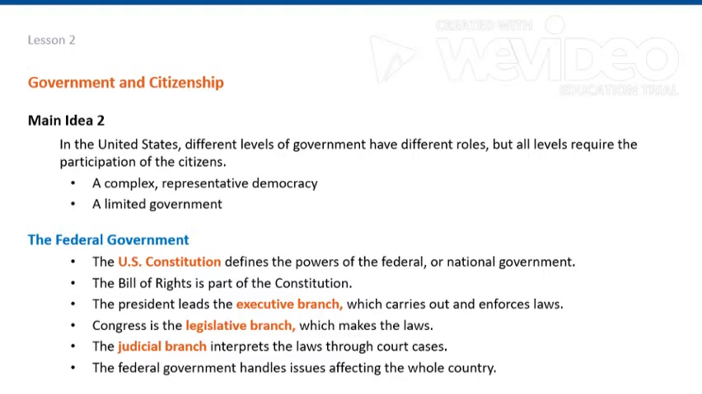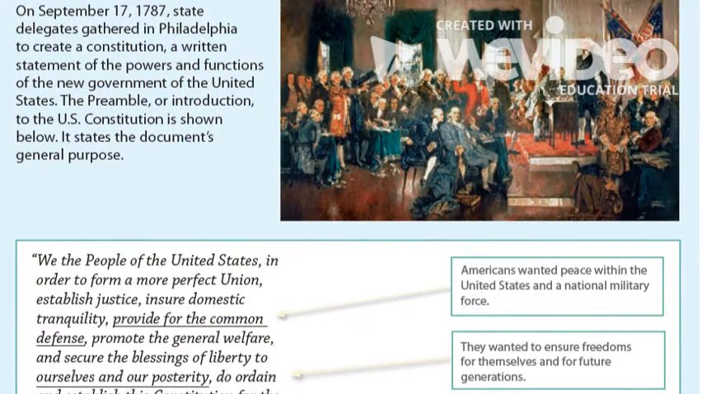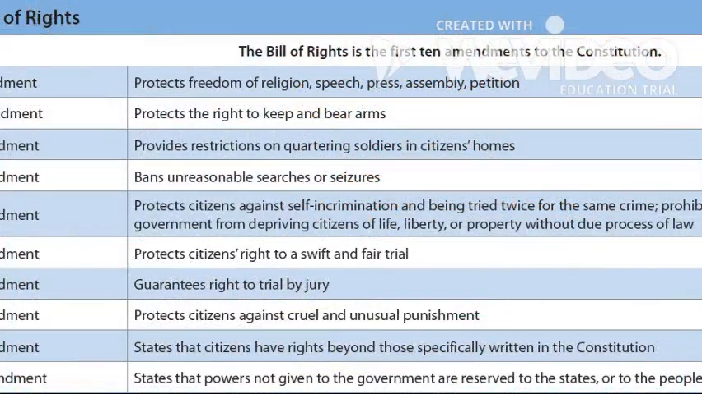The federal government. Since 1787, the federal or national government of the United States has been based on the U.S. Constitution. This founding document spells out the powers and functions of the branches of the federal government. Everyone has to follow the Constitution, even elected officials. The government is limited and cannot take certain rights away from the people. Part of the Constitution is the Bill of Rights.